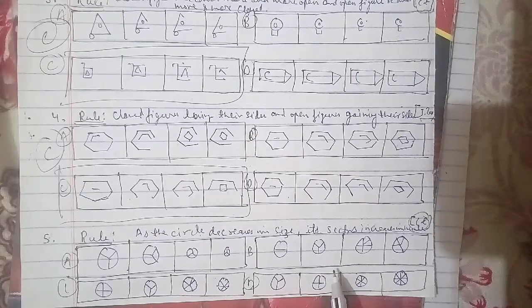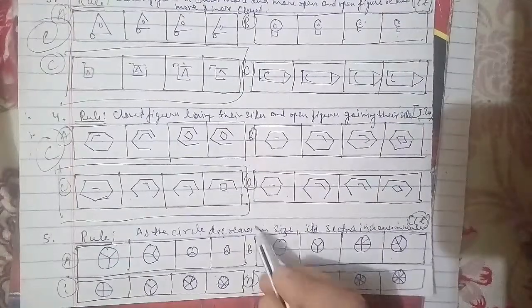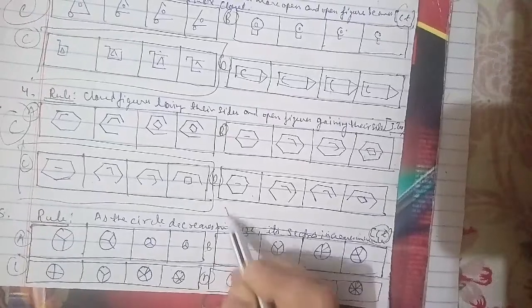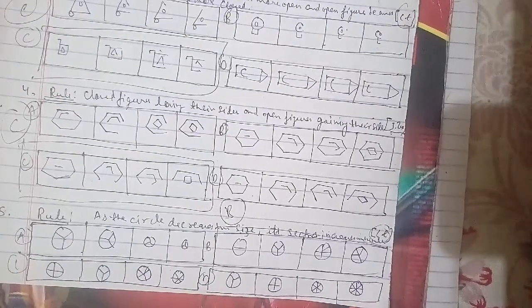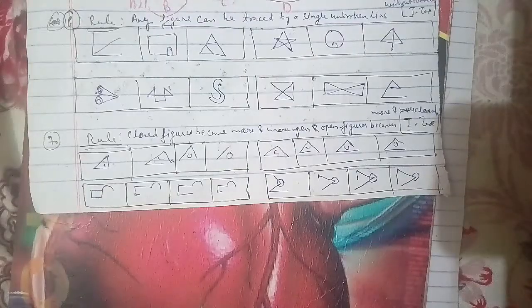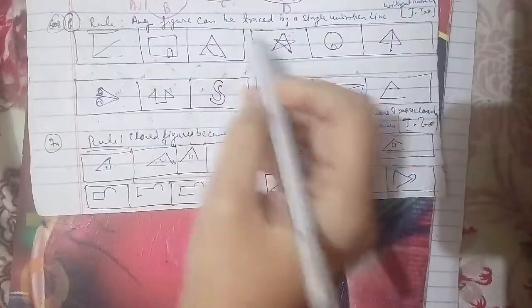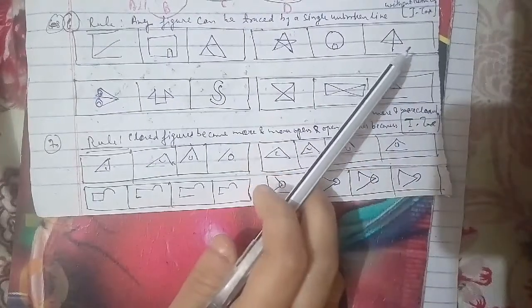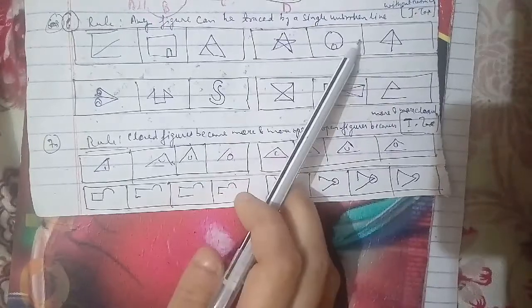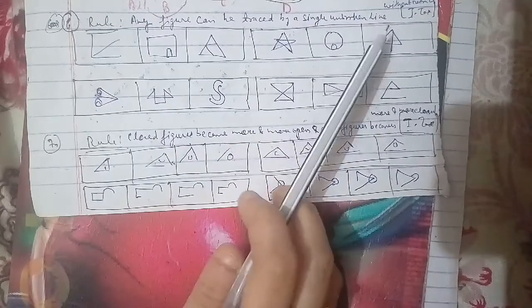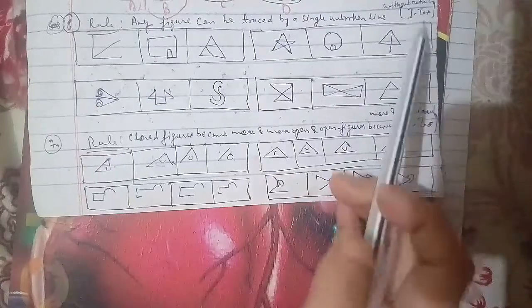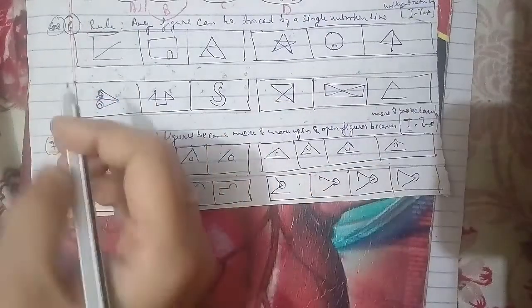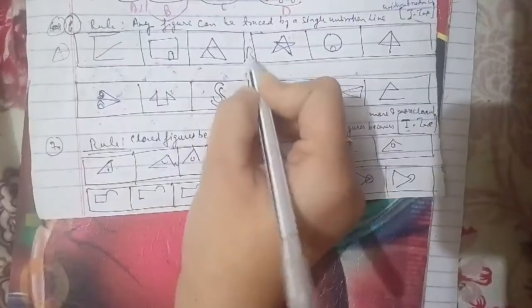For the sixth question, the rule given is that any figure that can be traced by a single unbroken line without retracing. This was asked in your income tax question paper here. The options we have here are figures A, B, C and D. The figure which we have to find out is the B figure, which will be the right answer for this particular question here. So for this type of question, just avoid it.